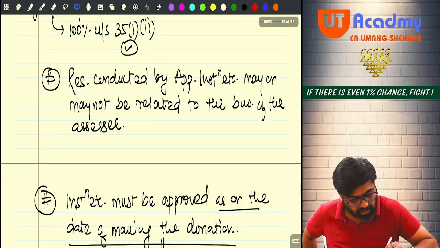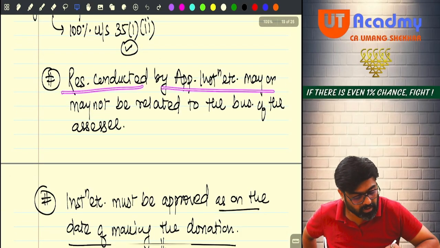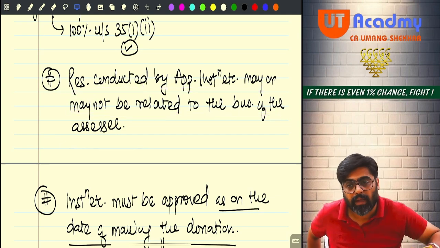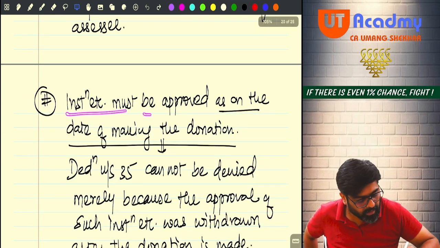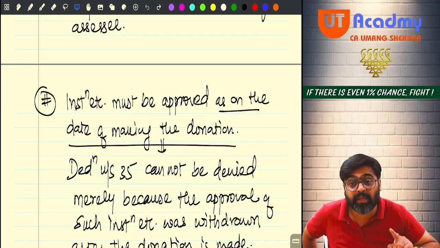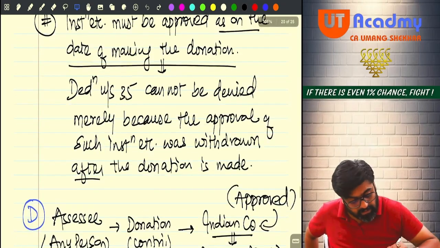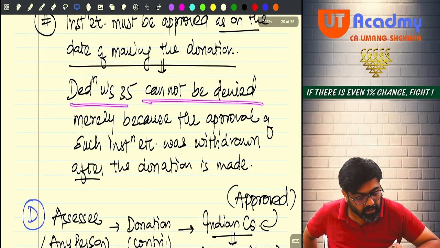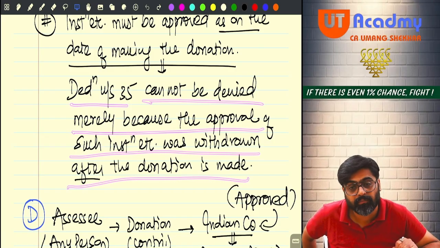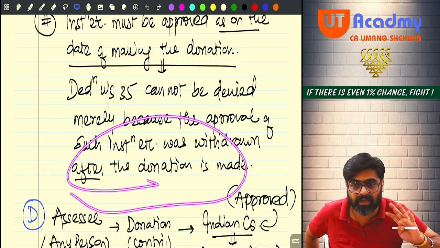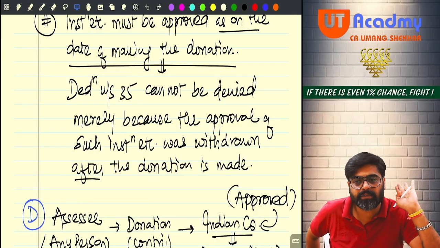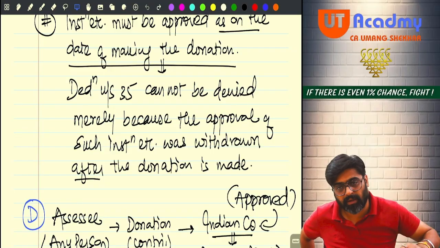Pay attention. See, research conducted by an approved institution may or may not be related to the business of the assessee. I have already told you. And the institution etc. must be approved as on the date of making the donation. As on the date of making the donation. Deduction under section 35 cannot be denied merely because the approval of such institution was withdrawn after the donation is made. On this basis, the deduction cannot be denied. You will still be getting the deduction. Understanding?